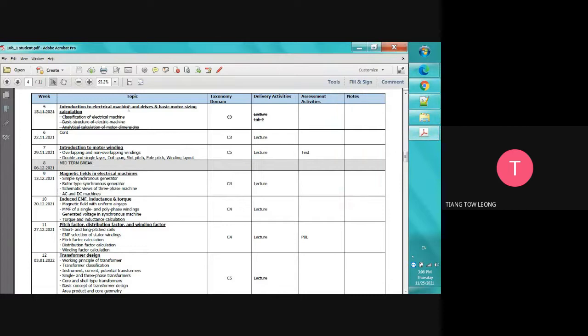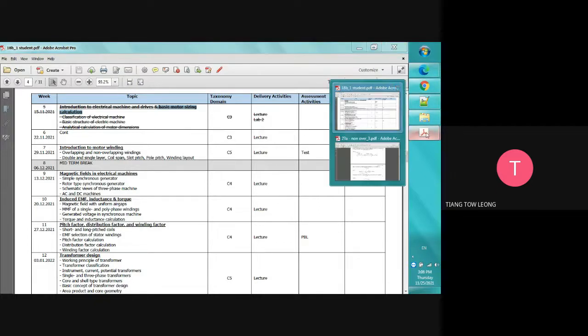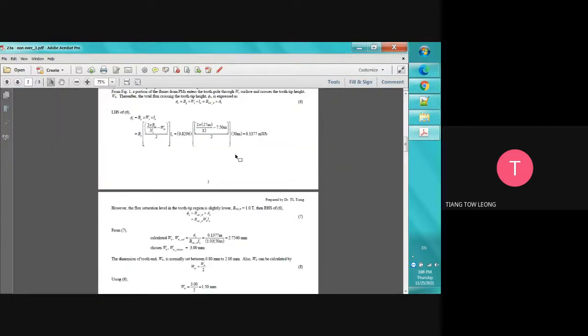So by right, we need to finish the basic motor sizing calculation by today. There's a lot of things to cover today, so maybe we will go a bit faster.